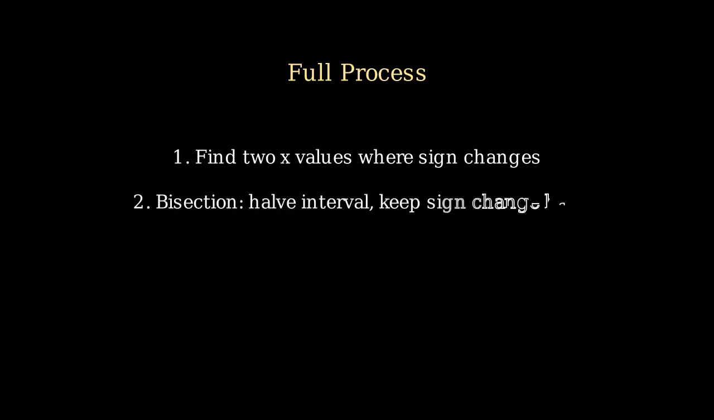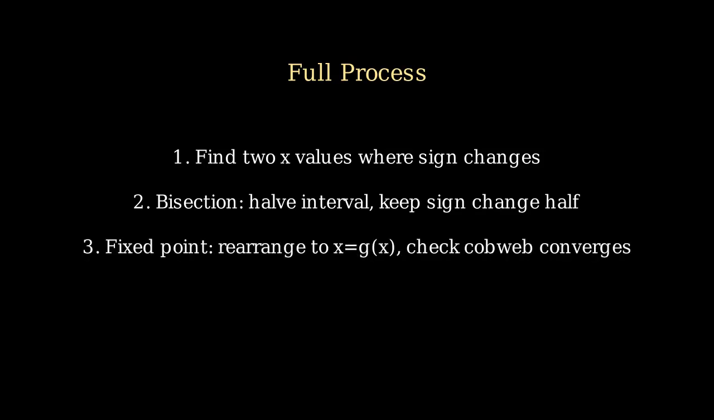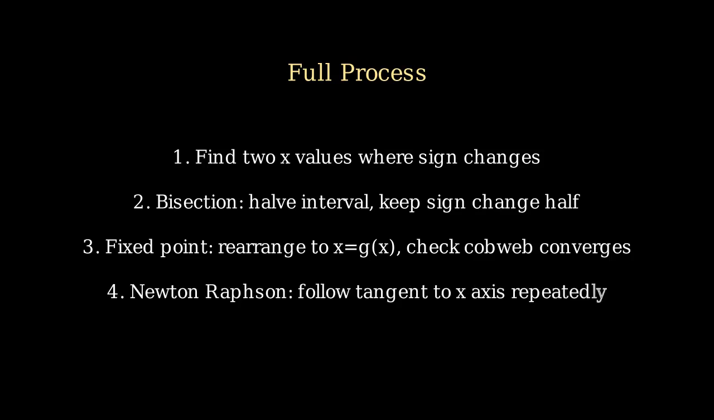Full process. Step 1. Find 2 x values where the function changes sign. Step 2. For bisection, repeatedly halve the interval, keeping the half with the sign change. Step 3. For fixed point iteration, rearrange into x equals g of x and iterate, checking the cobweb converges. Step 4. For Newton-Raphson, repeatedly follow the tangent line down to the x-axis for a faster next guess.